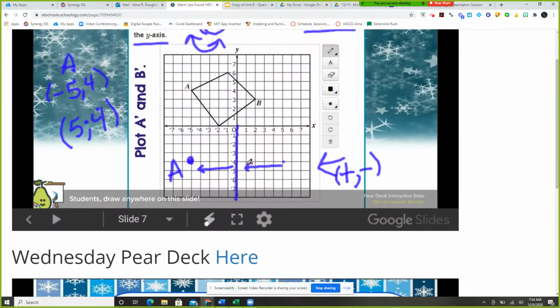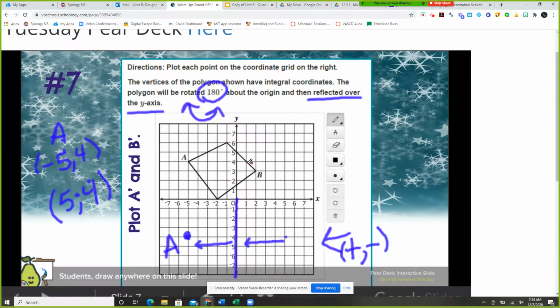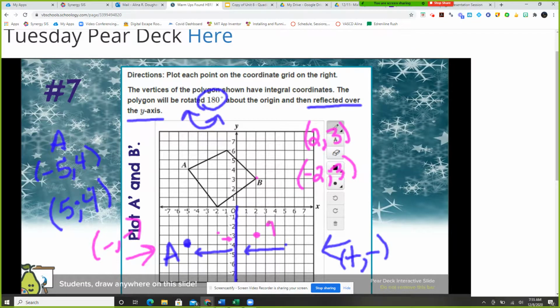So let's see what B does, because B is going to do the same thing. We're going to start with B. It's at 2, 3. We're going to rotate it into quadrant 2 and then rotate it into quadrant 3. So we're going to flip those twice. So it's going to still end up with 2, 3, but it's going into quadrant 3, which pattern is negative, negative. So we need to make it -2, -3. Then it's 2 to the line of reflection. So we go 2 the other way, and that is going to be our B.